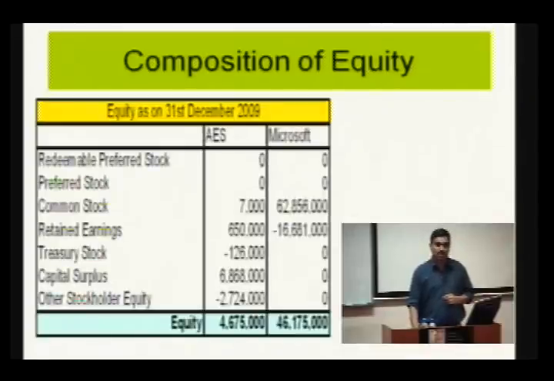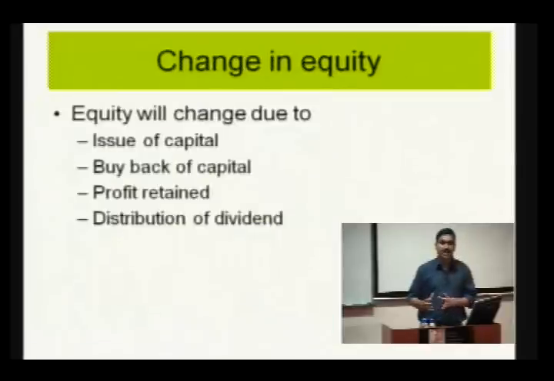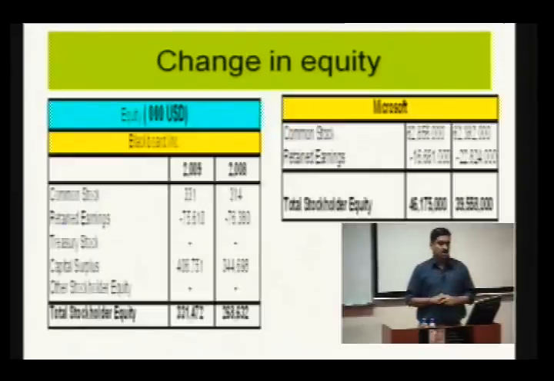So, the word equity is a composition of several items, but why at all does the equity change over a period of time? The equity can change if there is an issue of capital, equity can change if there is a buyback of capital, equity can change if I retain the profit, not distribute it, and equity can change if I distribute the profit in the form of a dividend, both cash and the stock dividend. So, see how the equity is changing for two companies.